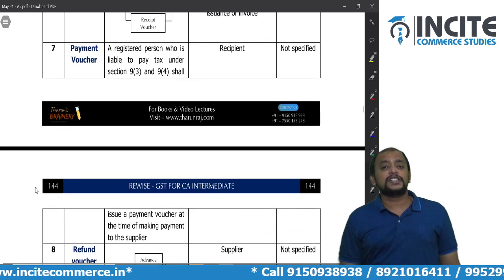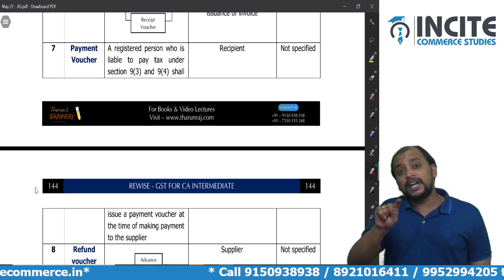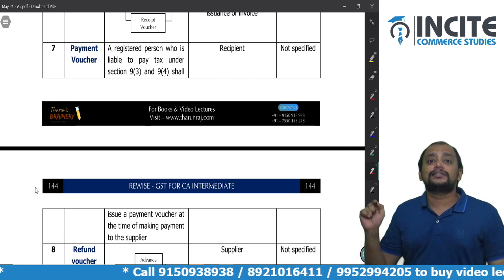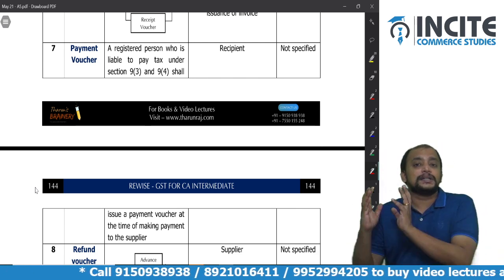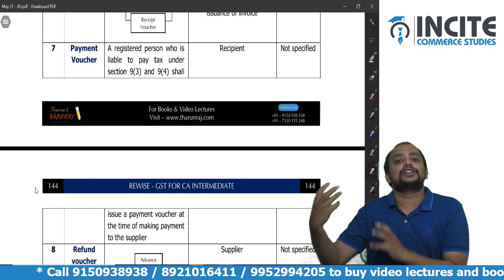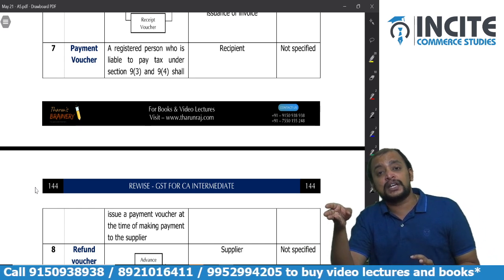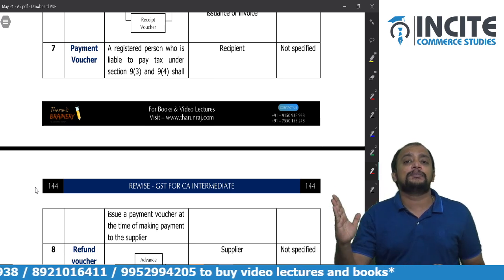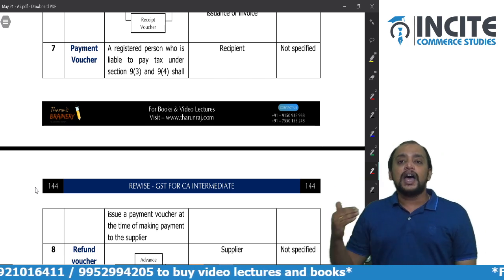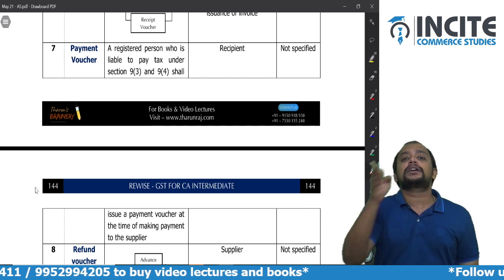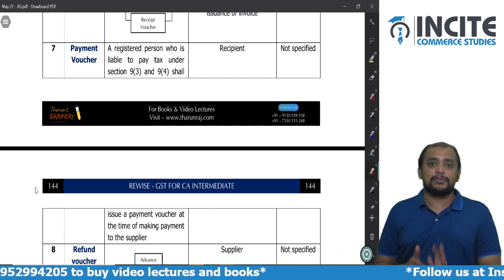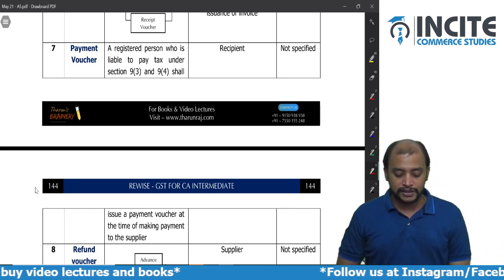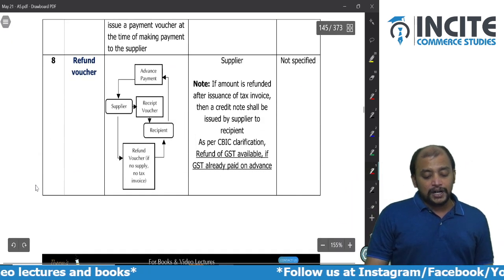Payment voucher. What is this payment voucher? Whenever the recipient is liable to pay GST under RCM, 9(3)/9(4), the recipient will be giving some advance to the supplier, right? Some payment, any payment. The recipient will be making a payment to the supplier. And therefore, the recipient should give a payment voucher to the supplier because he made a payment. So he gives a payment voucher and gets a certification from the supplier. Got it?